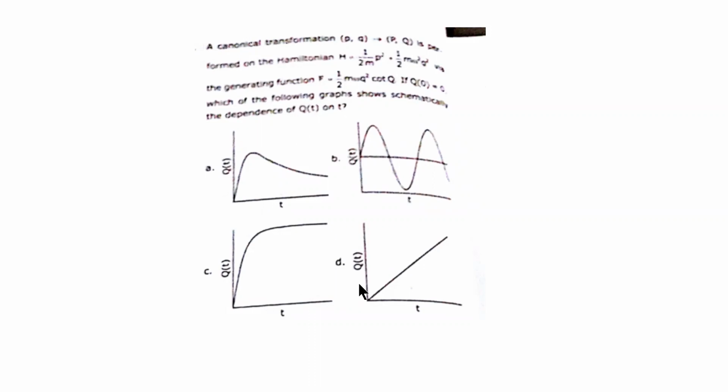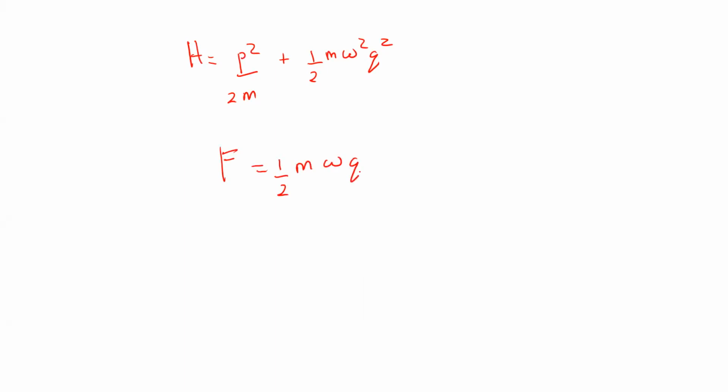So, let's try to go about this problem. We'll start on a new page. So, the given Hamiltonian is H equal to p squared by 2m plus half m omega squared q squared. Now the generating function is given. The generating function given in the question is nothing but half m omega q squared cot Q. So this is the new coordinate Q.